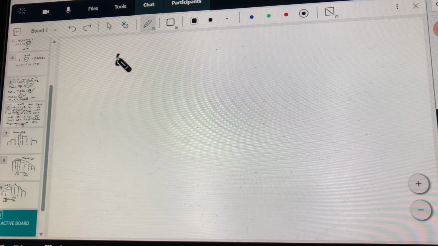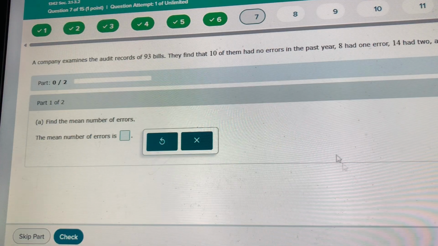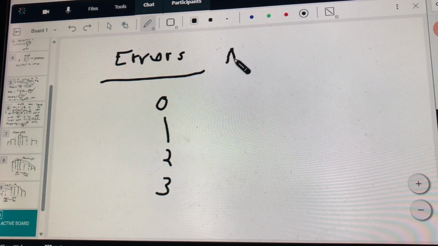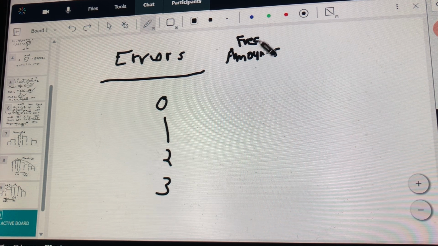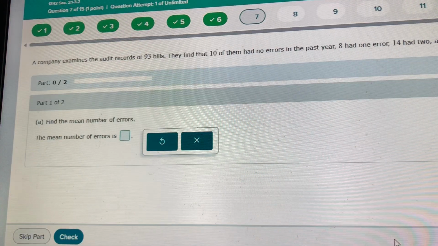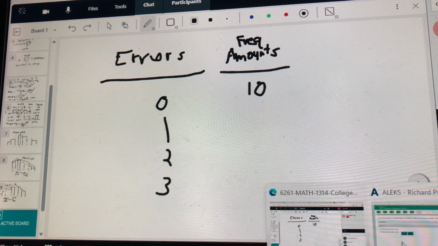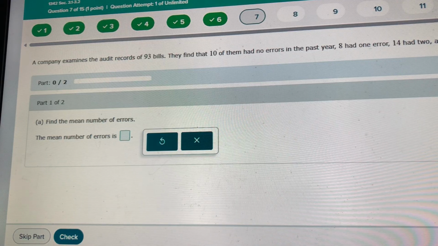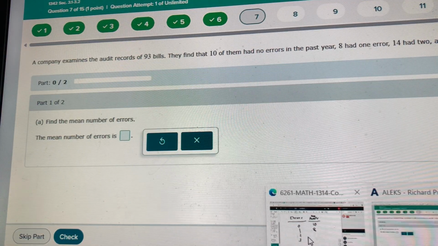So we had number of errors. You could have 0, 1, 2, or 3 errors in your records, and then here's the amounts of errors, how many times these occurred. Maybe I should call this frequency, actually. The frequency of times that these number of errors occurred. So there were 10 times that they made no errors in the records. There were 8 times that there was 1 error. 14 and 61 for the other 2.